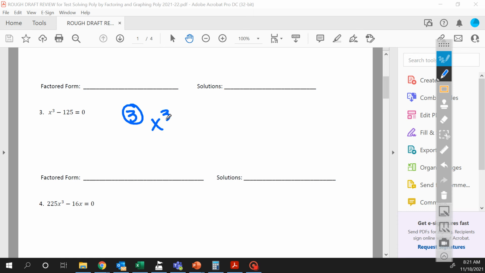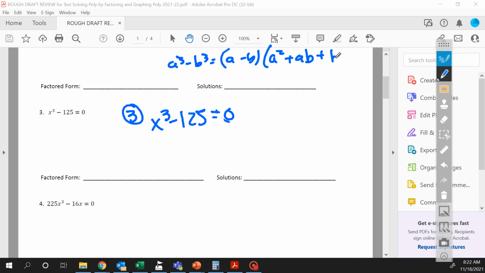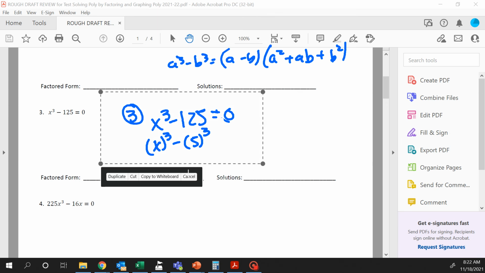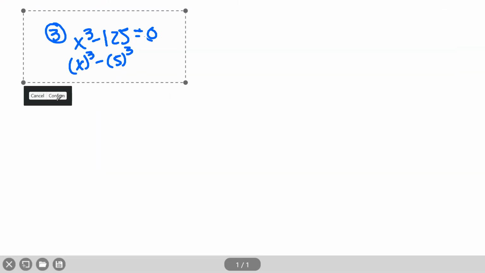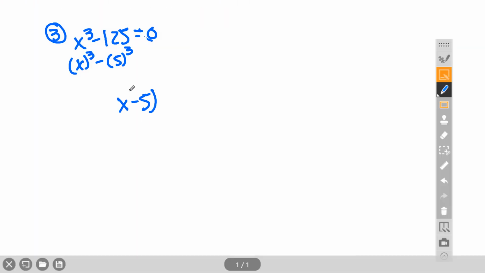Number 3, x cubed minus 125 equals 0. We need to factor this using the difference of 2 cubes formula. A cubed minus b cubed factors into a minus b, times a squared plus a times b plus b squared. So in this case, a is x and b is 5. So this would factor into x minus 5 as the first factor, x squared plus 5x plus 25 as the second factor.